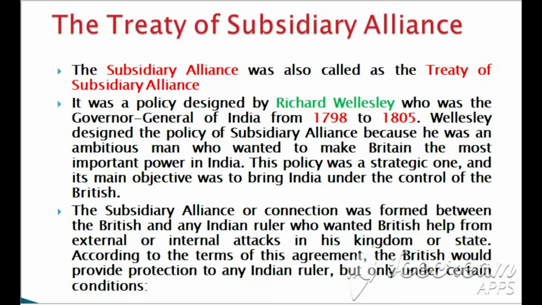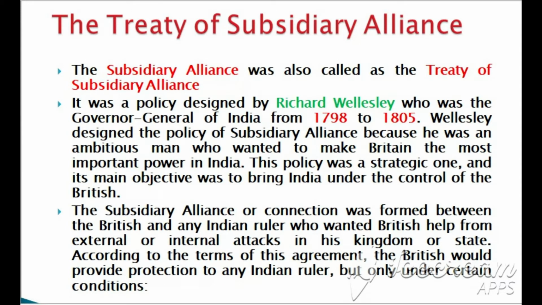Wellesley designed the policy of Subsidiary Alliance because he was an ambitious man who wanted to make Britain the most important power in India. This policy was a strategic one, and its main objective was to bring India under the control of the British. The Subsidiary Alliance was formed between the British and any Indian ruler who wanted British help from external or internal attacks in his kingdom or state.